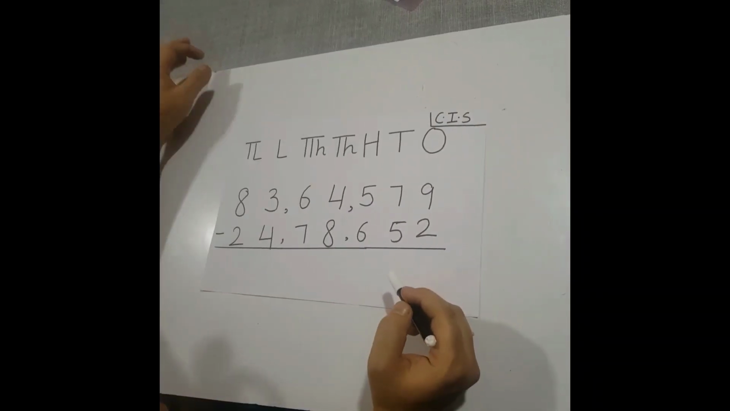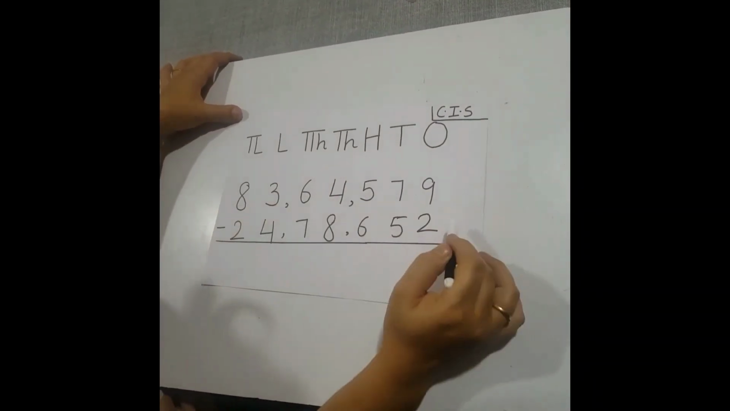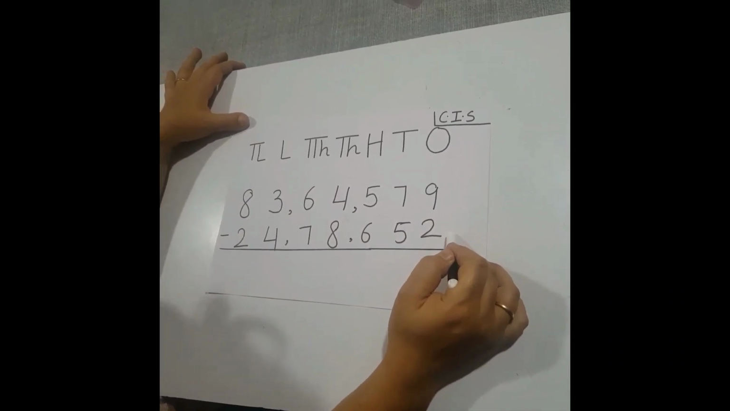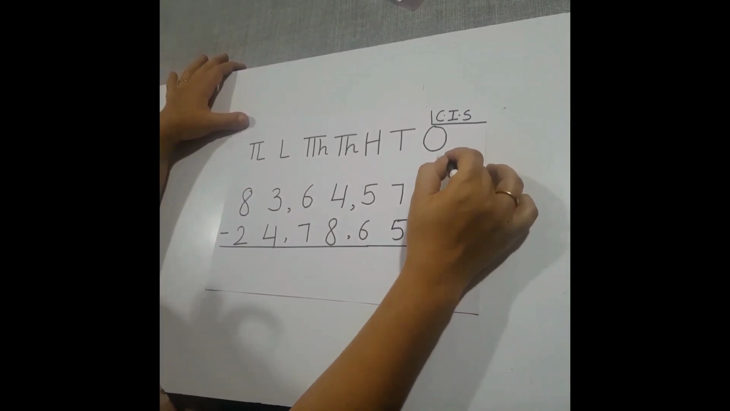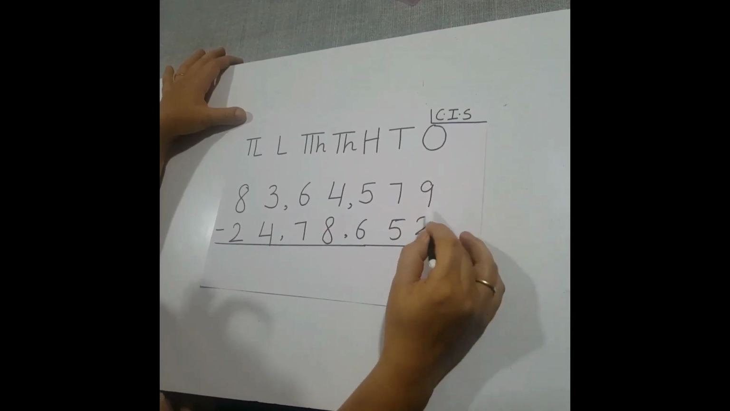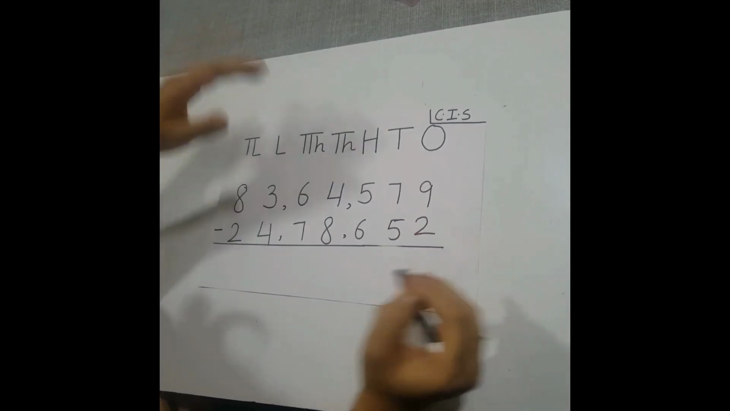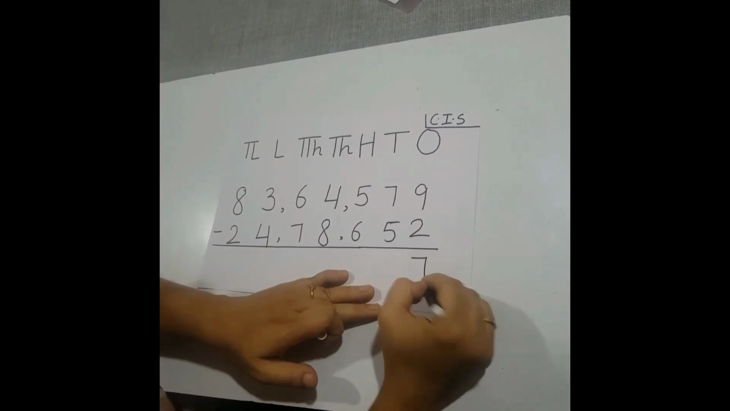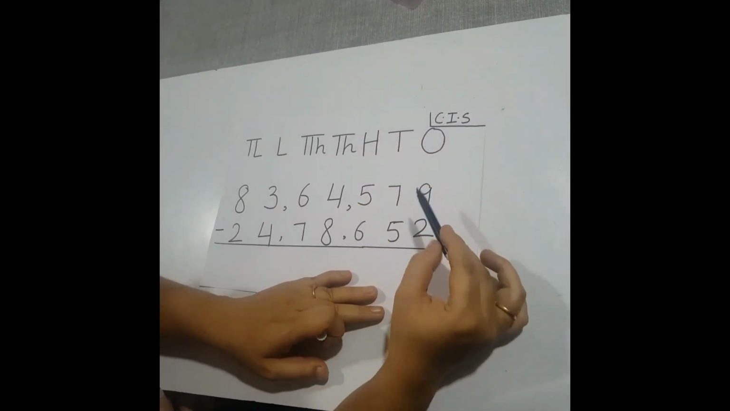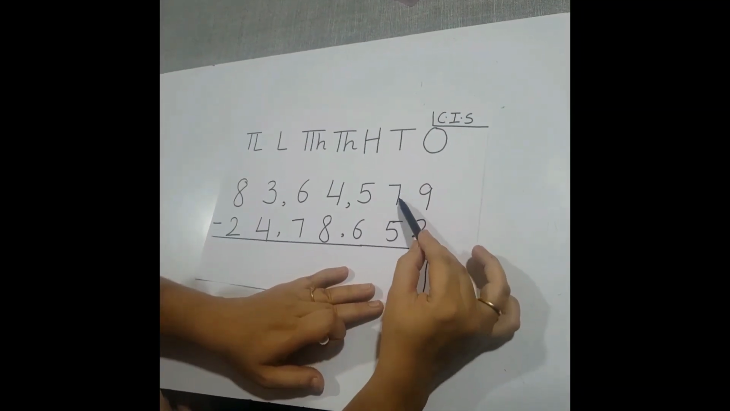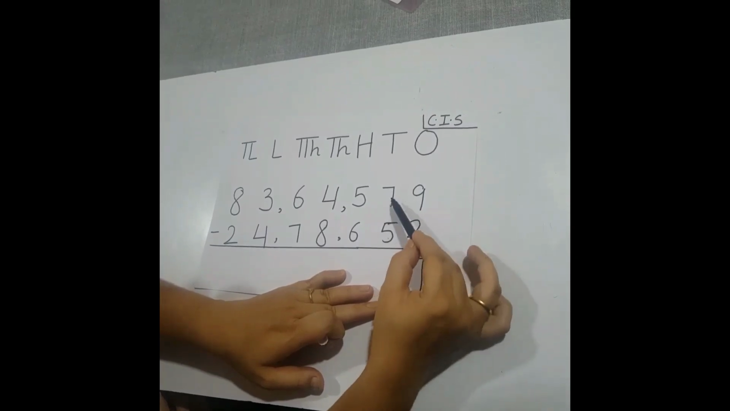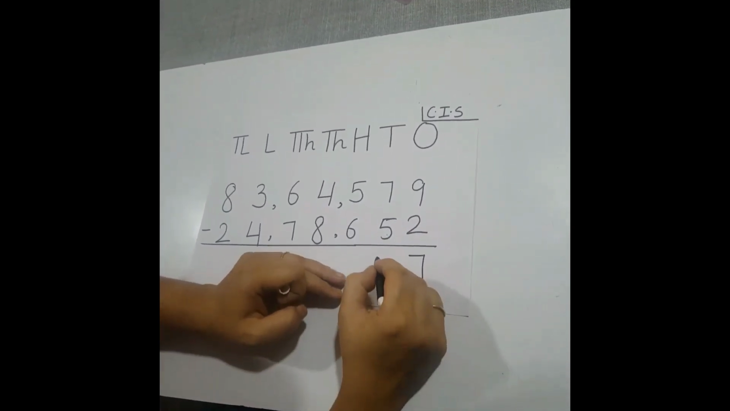Scholars, I have arranged the digits in column according to the place value system. Now we will start subtracting from ones place. From 9 we can easily subtract 2, so 9 minus 2 is 7. Now we'll go to the next place value, that is at tens. From 7 we can easily subtract 5, that is 7 minus 5 will give you 2.